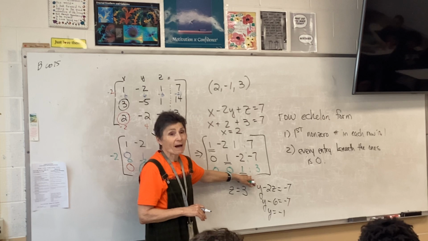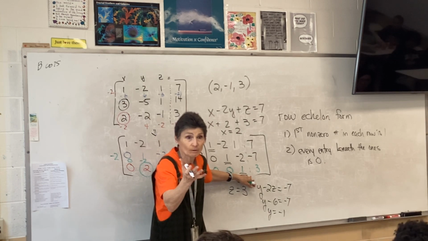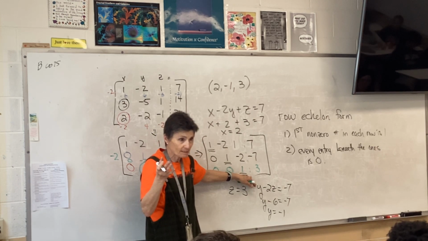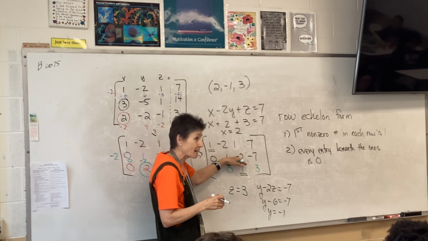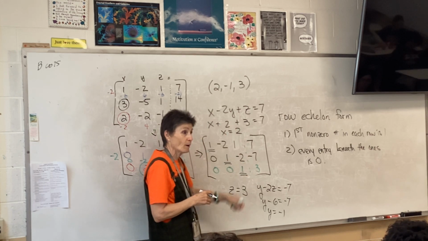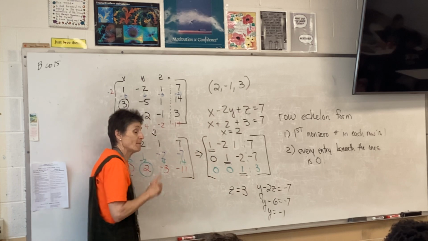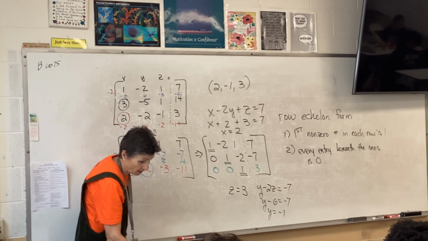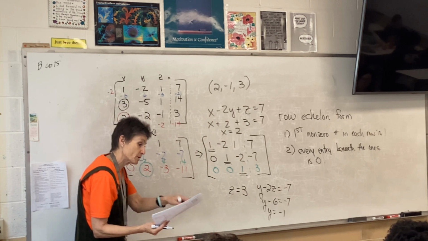Whatever the bottom row is, it's going to tell you z, or whatever your last variable is, and then you can just use your back substitution to work your way up through. One more comment, and we're going to try another one. We're going to skip the calculator program and go to number 3.